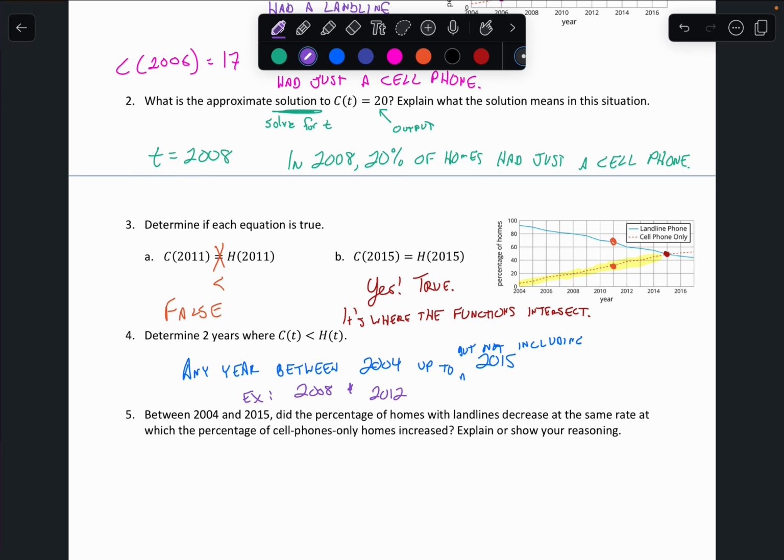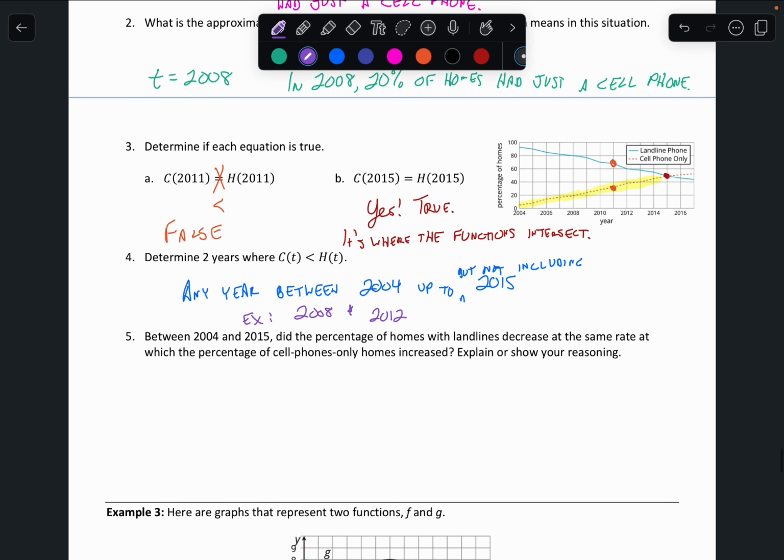Okay? So the last question for this, between these 2 years, did the percentage of homes with landlines decrease at the same rate at which the percentage of cell phone homes only increased? Okay, so it's a little bit confusing of a question, but really all this is asking us to do is find the average rate of change. Okay, you see it's using that word rate in the question. So that's giving you a hint of what you're trying to do.